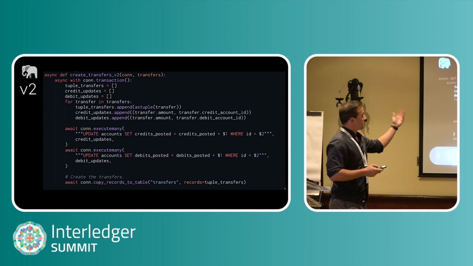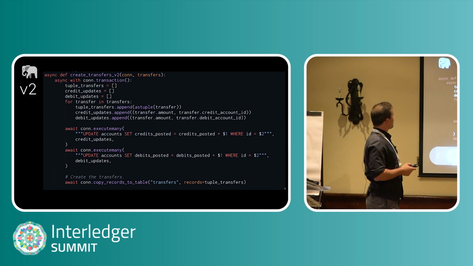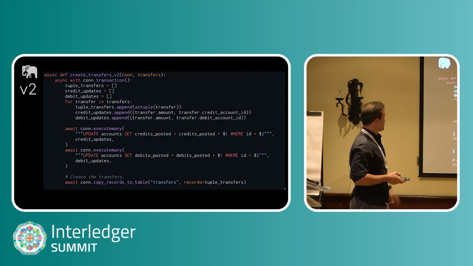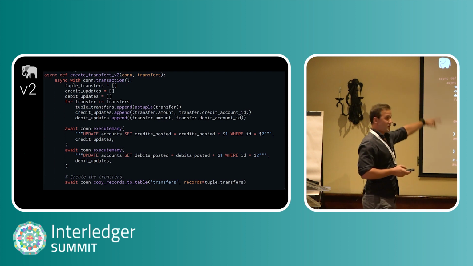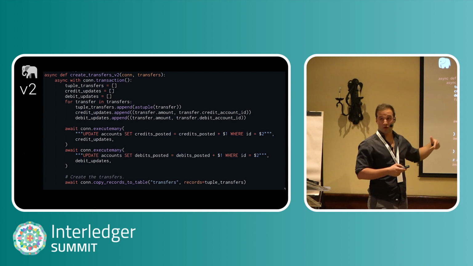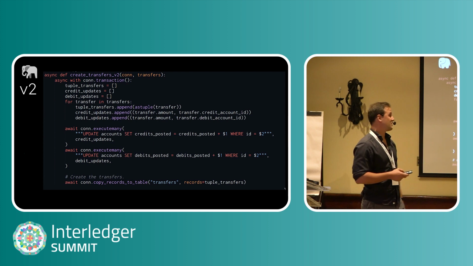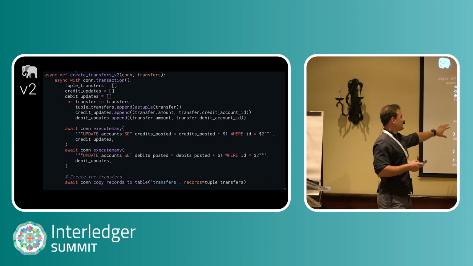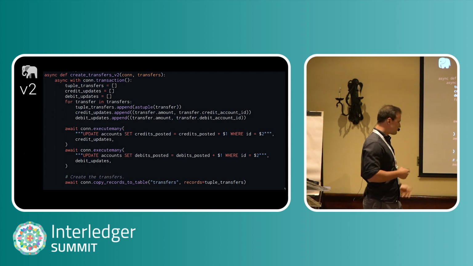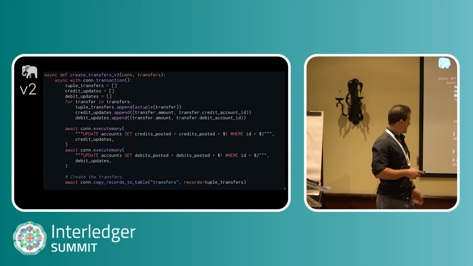Okay, so we improve on that V1. How do we improve on it? Well, first we wrap everything in a transaction. Then, instead of actually executing one query per account update or per transfer update, we can execute many, which essentially prepares the query once on the database and then just sends multiple values, so it's more efficient. Less chatty on the network as well.